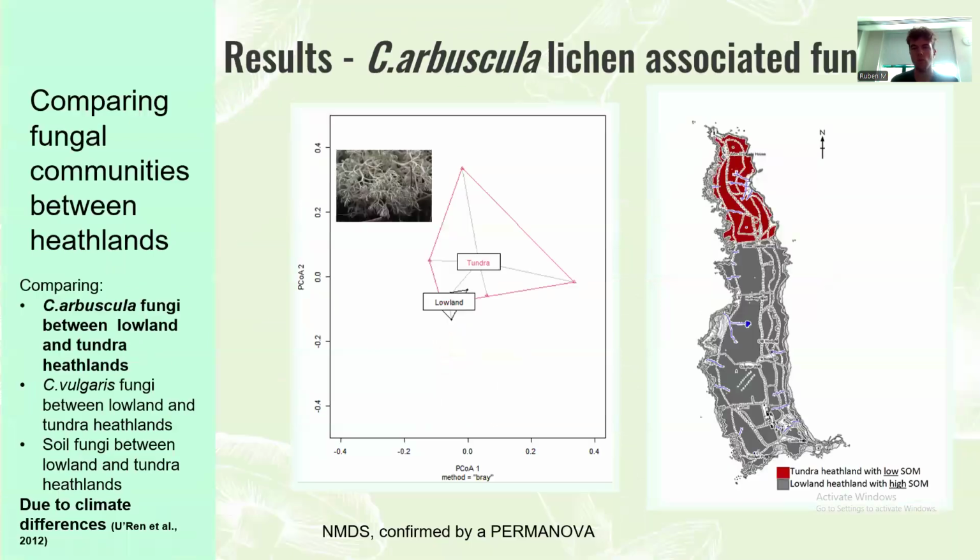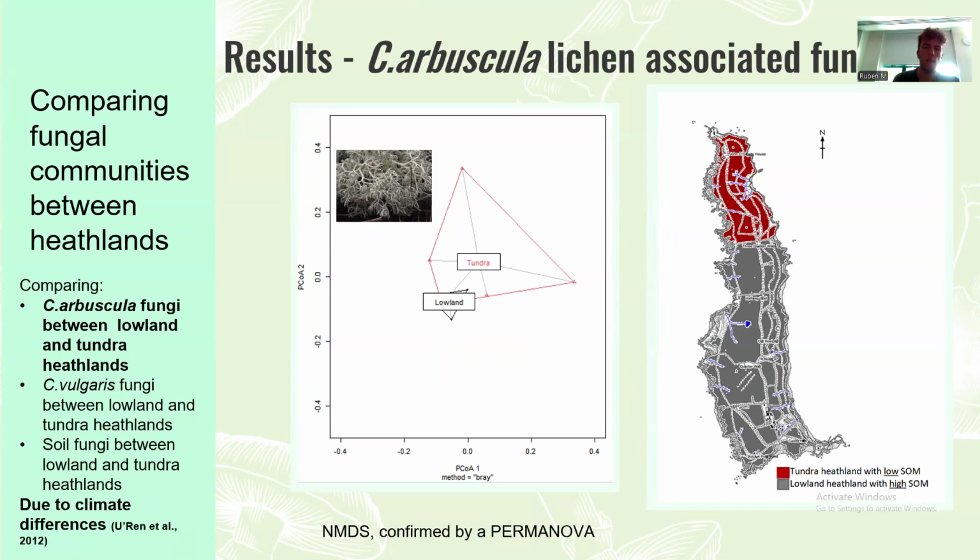So my results. What these results show is the difference in the community composition between tundra and lowland heathlands for lichen. In this map, you can see where the tundra samples came from and where the lowland samples came from. And you can see there's an overlap here. This was seen in my NMDS, but confirmed using a PERMANOVA statistical analysis. And I found that there is an overlap between the community composition of lichen in the tundra and in lowland heathland.